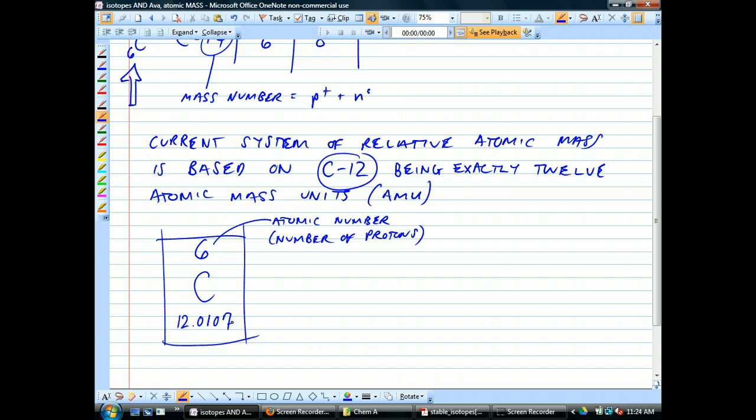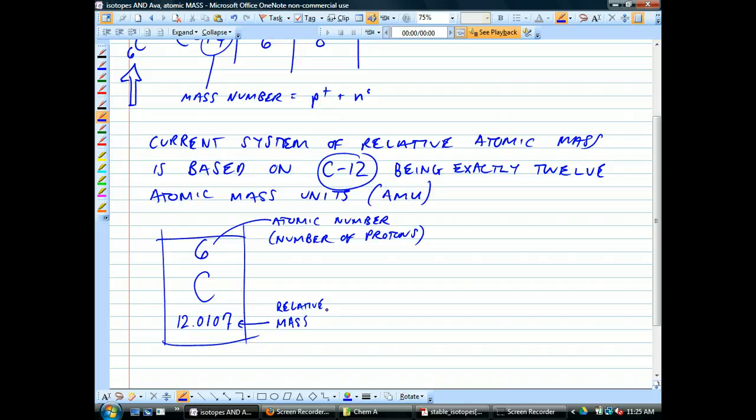Now, here's my question for you. When you look at that box and you see that number there, 12.0107, and then I tell you that this is the mass. That's a mass. It's a relative mass. You have to wonder. Yes, go ahead.